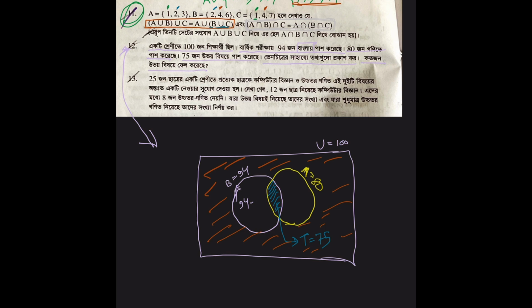75 students who passed in both subjects. Thus, we get, what do we get? We get 19 students. So 19 students passed in only Bangla.